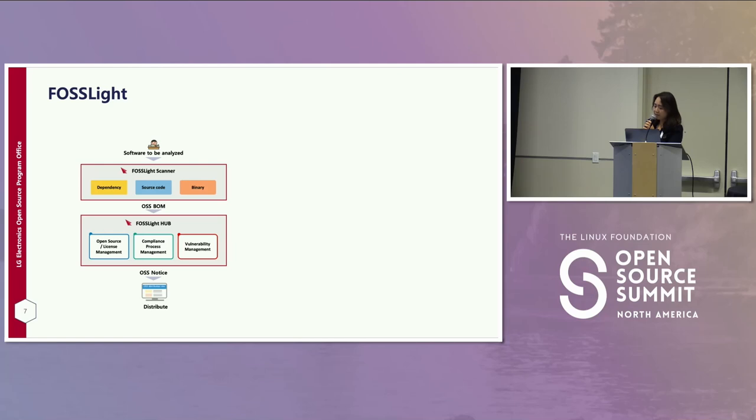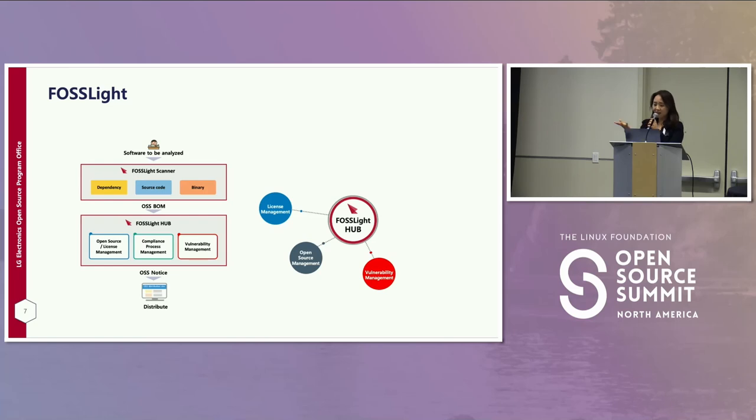FOSSLight hub manages all about open source: license management, open source management, and vulnerability management. As Helio explained, if we start with open source compliance, we can manage the security vulnerabilities also. Also, compliance process management and supply chain management are necessary, so we use supply chain management in FOSSLight Hub. Last one is export management. For example, we can compare the software BOM of project version 1 and project version 2.